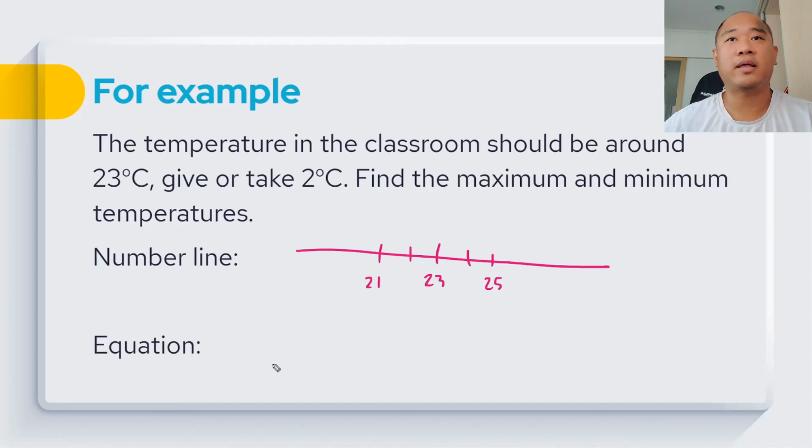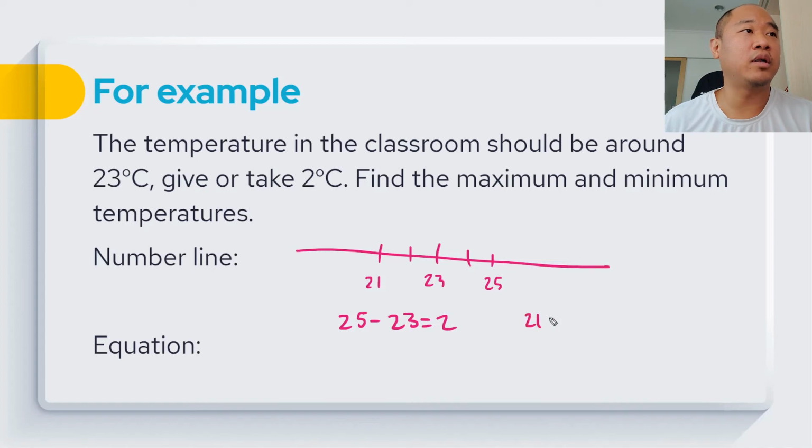So how can we write that? Well, we can see here that if we take 25 and we subtract 23, then we get our 2 degrees difference, right? And if we take 21 and we subtract 23, then we get our negative 2 degrees difference. And this is the plus or minus. So if we take the absolute value of this, then we would just get the positive, right?